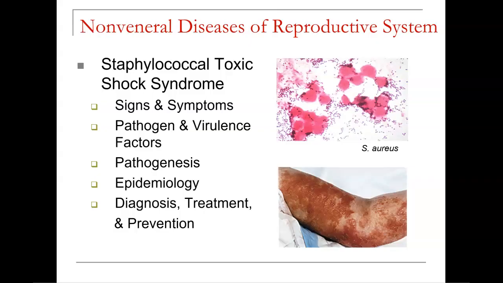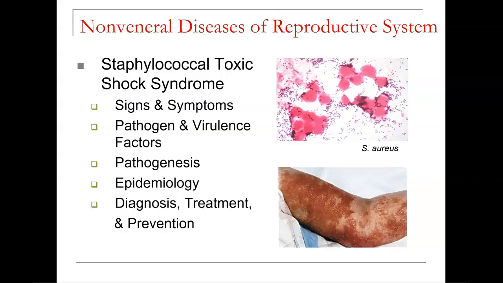Pathogenesis is going to be strains of Staph aureus are going to produce toxins which are going to be absorbed into the blood, triggering toxic shock syndrome. The epidemiology shows that most cases occur in menstruating females. Diagnosis will be signs and symptoms, and laboratory tests, which are usually going to be blood cultures.